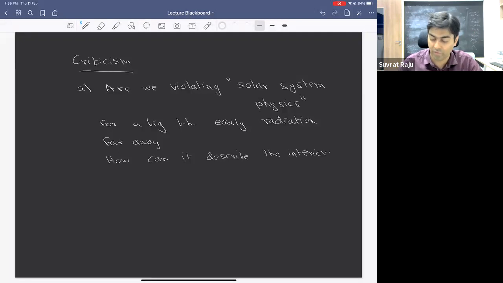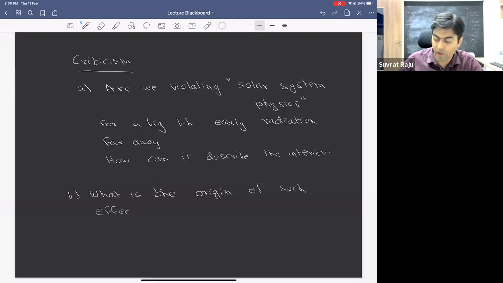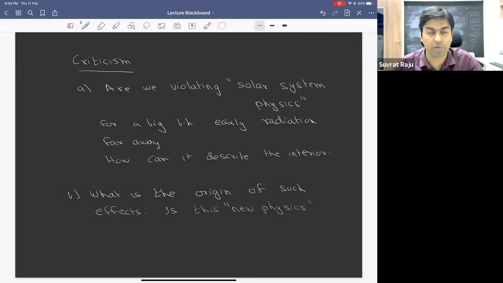And are we violating solar system physics? And the second question is, what is the origin of such effects? Are we postulating new physics? Are we just coming up with a postulate because we like the usual black hole solution? Maybe we just came up with some ad hoc postulate saying, oh, we can save the usual black hole solution because we don't like fuzzballs and we don't like firewalls. So maybe we can just save the black hole solution by making some postulate of this kind. Okay. This is the criticism of this proposal.